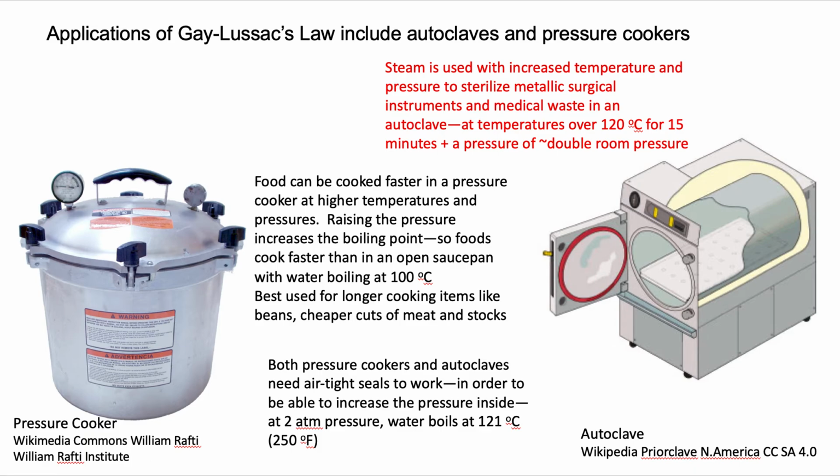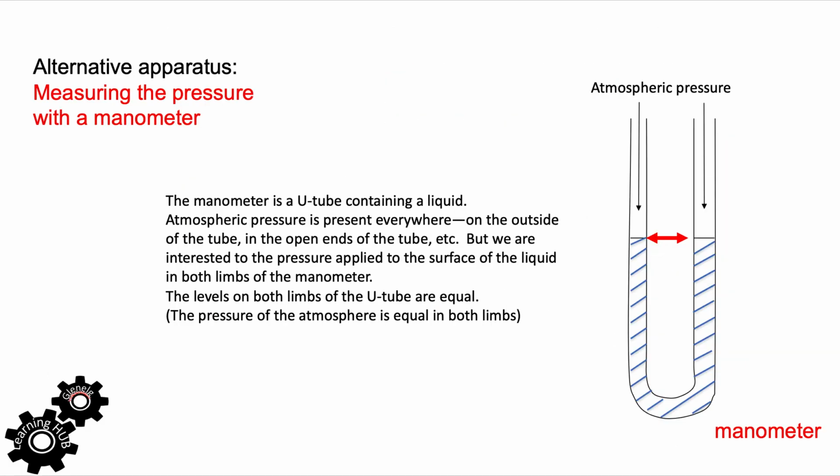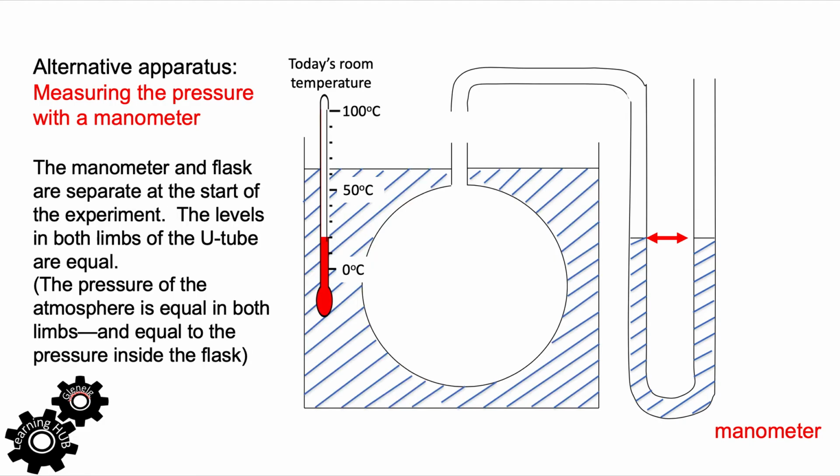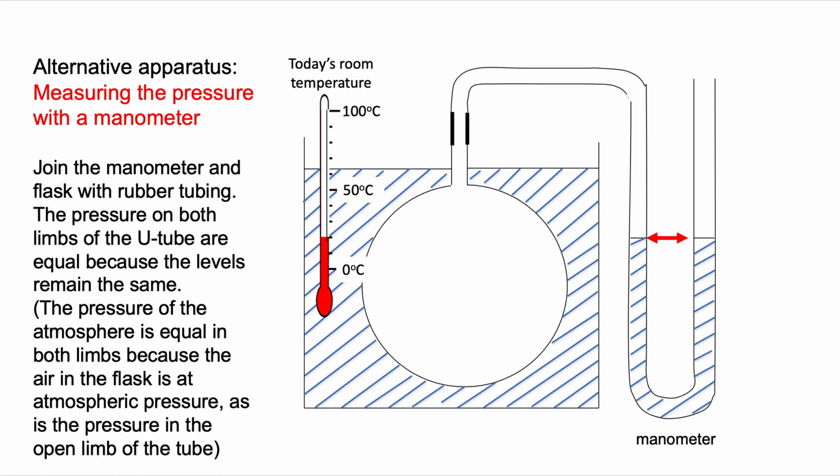We're just going to look at a different method of measuring pressure, which is a manometer. It's simply a U-tube, and if you've got the same pressure on either side, the levels are going to be equal. And in our experiment, you start with the equipment separated. You've got one room pressure in the flask, and the levels in the U-tube limbs are equal. When you connect them, they stay that way at the room conditions.